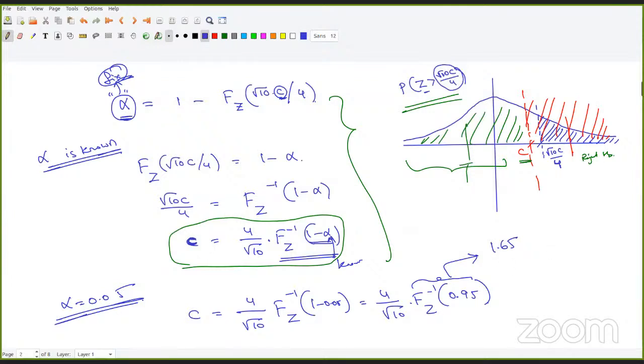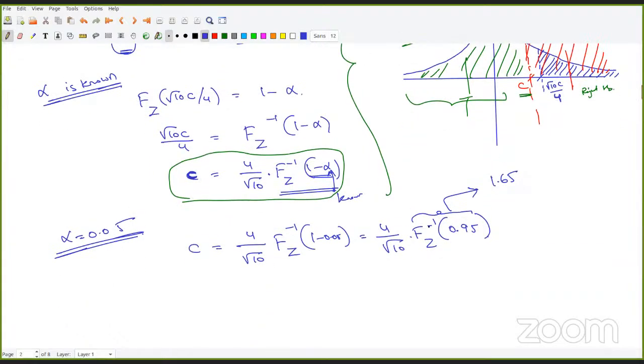Sir, that 1.65 is F inverse 0.95 or FZ 0.95? It is FG inverse of 0.95. FG of anything is actually the probability that Z is less than that value. Right. Okay. Yes, sir, both.